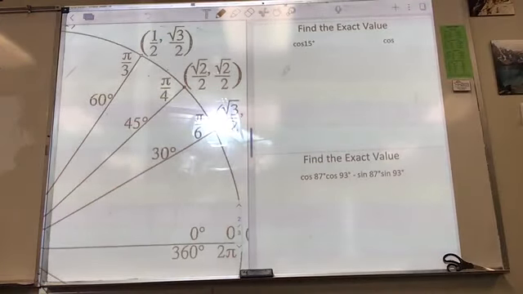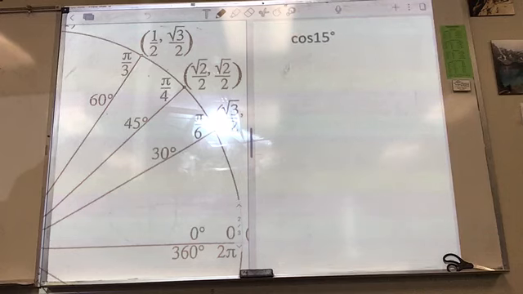You can do 45 minus 30. You could do 60 minus 45. There's actually endless possibilities, because it doesn't say that you have to stop at 2 pi. You could do 380 and 405. You could go around the unit circle as many times as you want. I recommend going with the smallest ones that are in the first quadrant if you can.